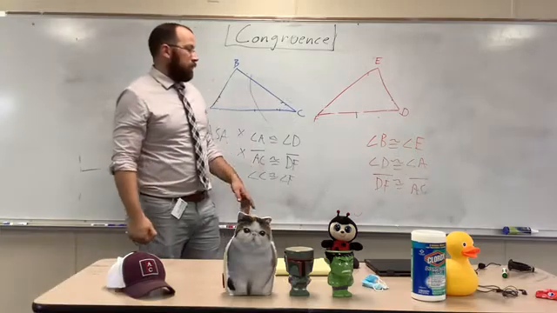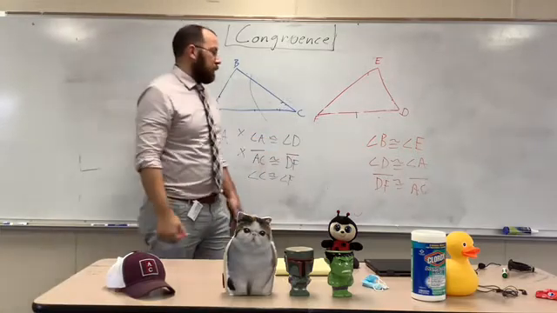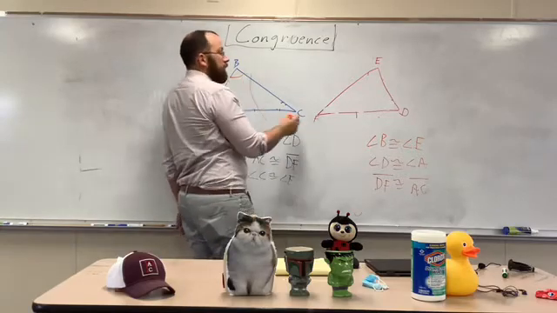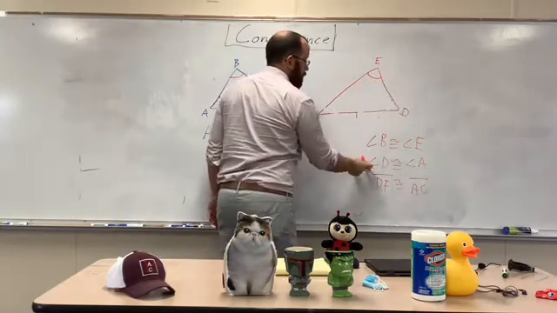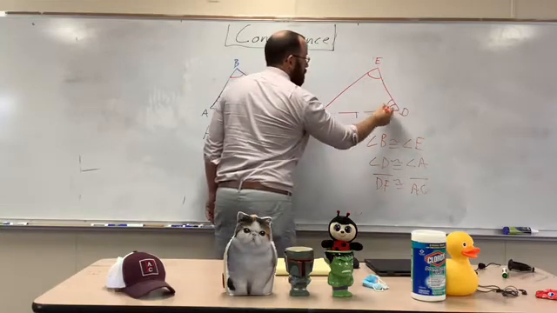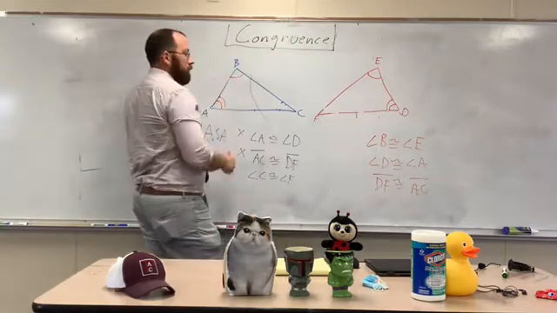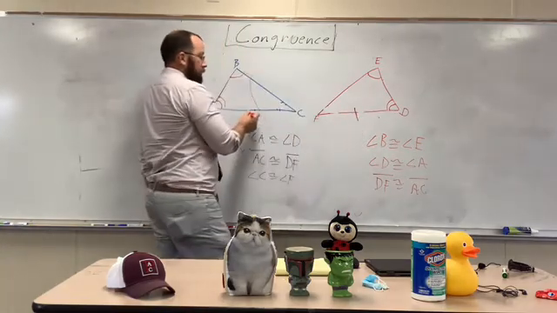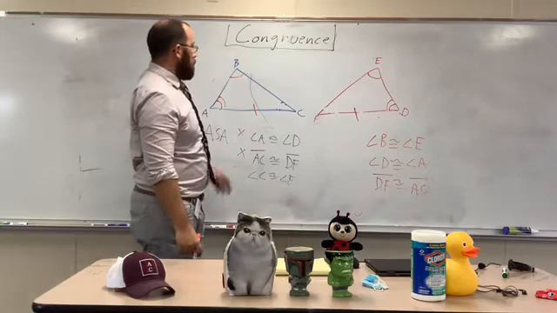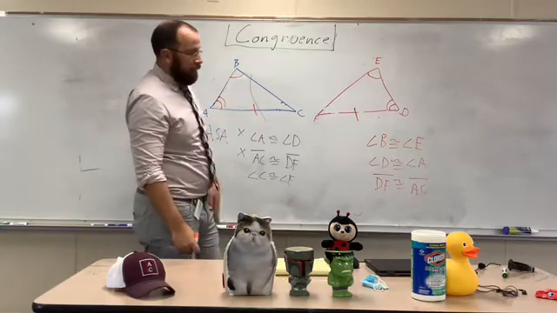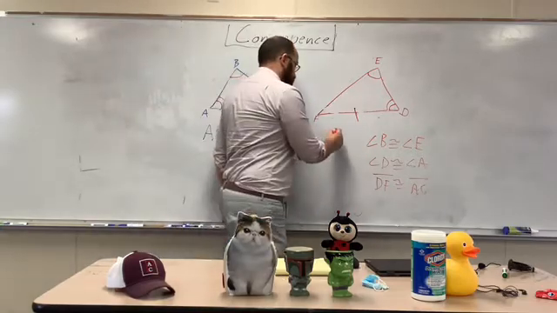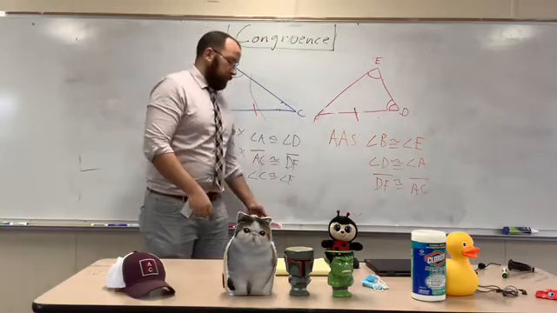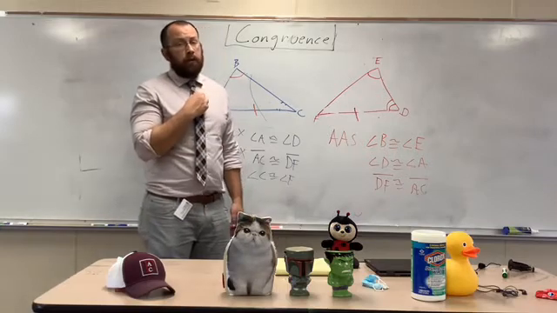Now for the last one, if you saw before, I messed it up, I had to make a change real quick, so I'm redoing it. So it says angle B is congruent with angle E. Angle D is congruent to angle A. And then line segment DF and AC are congruent. So that's angle, angle, side. And that is how you find it. Those are the four you need to know, and those are the ways to do it.